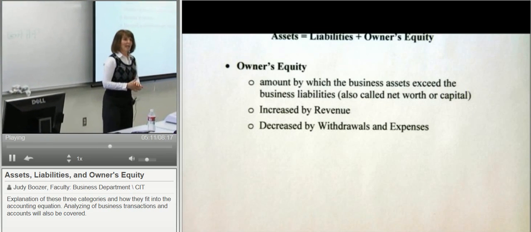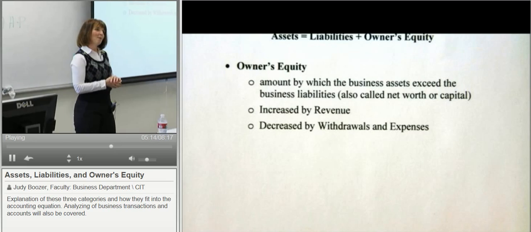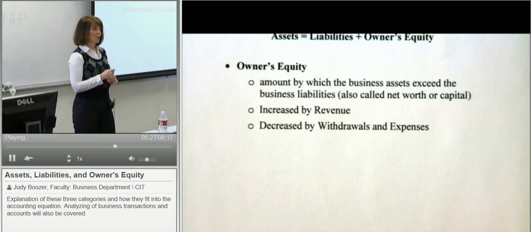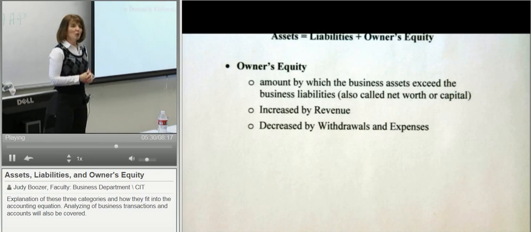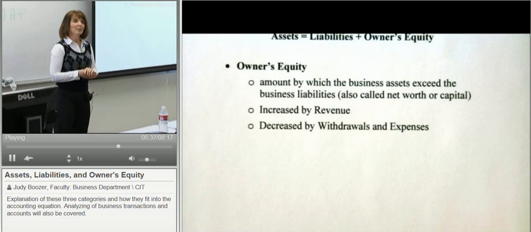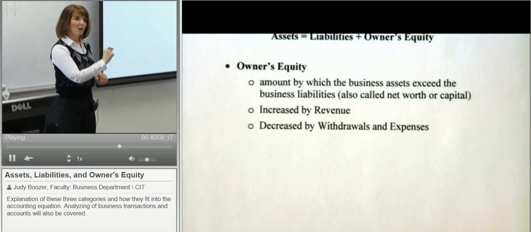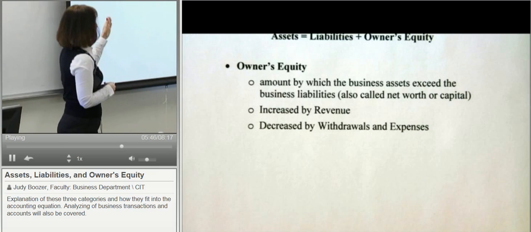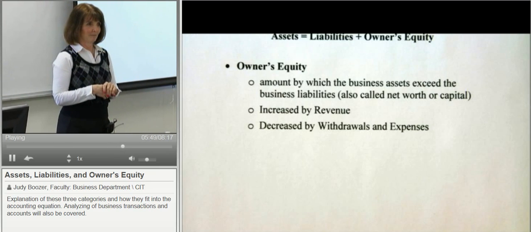Okay, owner's equity. Another name often is capital. Capital. And in accounting, when we deal with something called capital, we always attach it to the owner's name. Okay, so the owner's name would be prior to it. But owner's equity is the amount by which the business's assets exceed the business's liabilities, just to keep that accounting equation in balance. It's also called net worth or capital. So you'll see those used interchangeably. But for the purposes of our records, we're always going to call it capital.